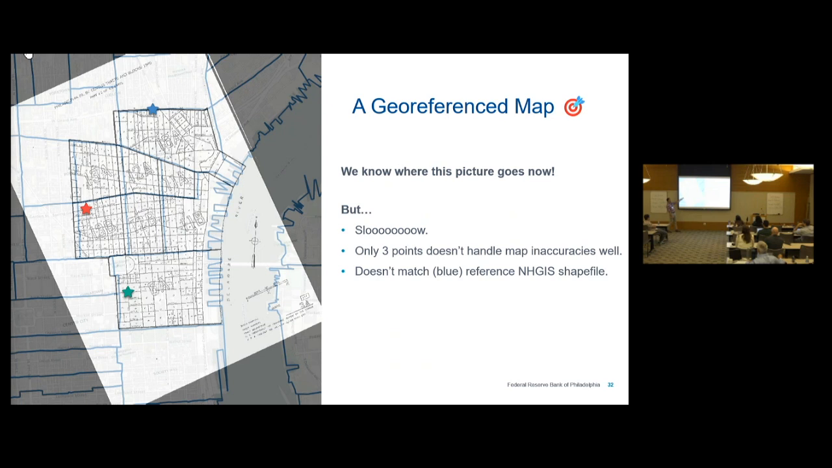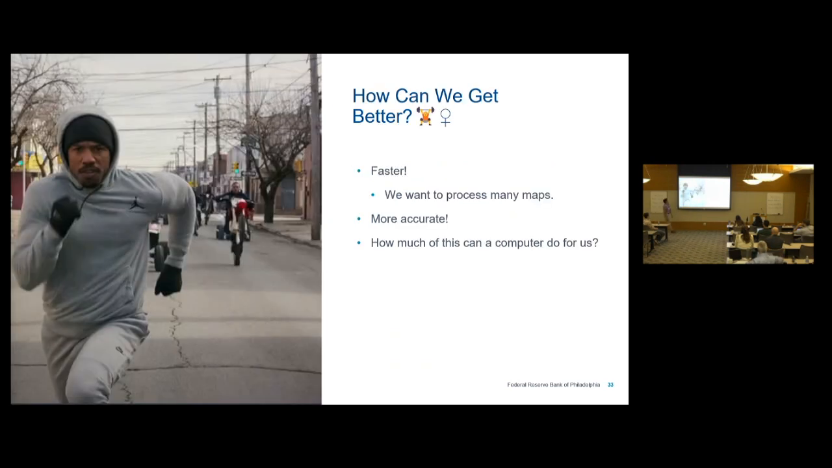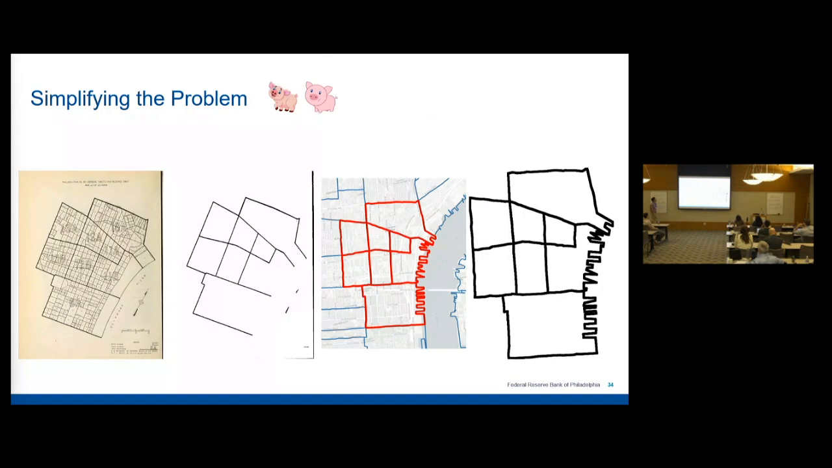This is incredibly labor intensive. 3 points is necessary, but it's often not sufficient, especially with these hand-drawn maps in the 1940s. They're not really to a correct scaling. And so you get all of these errors, right? So there's these small georeferencing errors. So we want to get faster at this. We have thousands, tens of thousands of maps to process. How can we get a computer to do this for us?